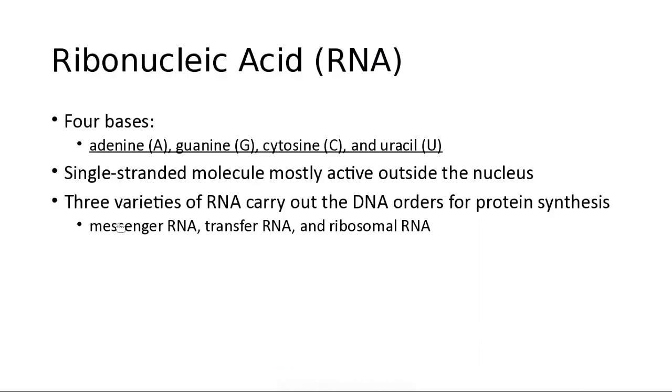Ribonucleic acid is a single-stranded molecule, and it takes the message from the DNA out into the ribosome so you can make protein. Adenine A, guanine G, cytosine C, and instead of the T, you have uracil U. And there are three varieties of RNA that are involved in making protein: messenger RNA, transfer RNA, and ribosomal RNA.